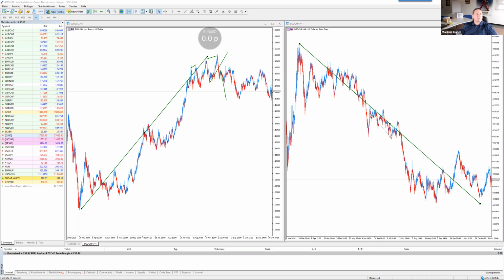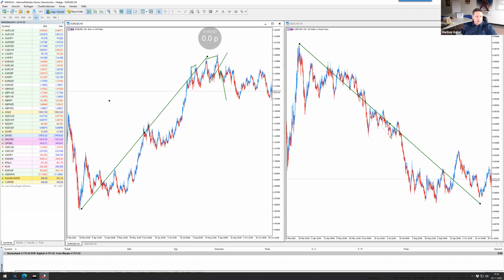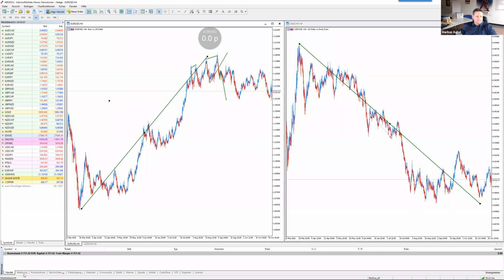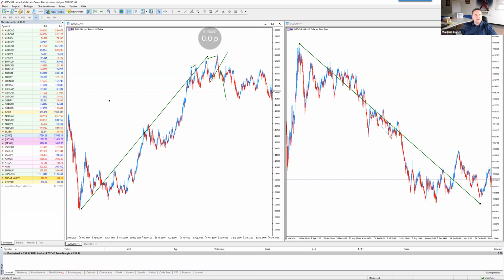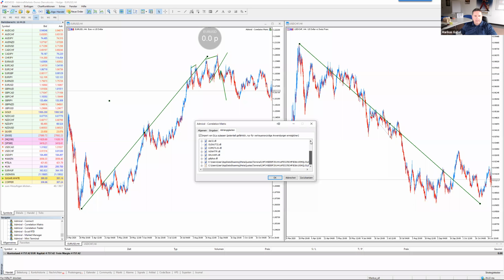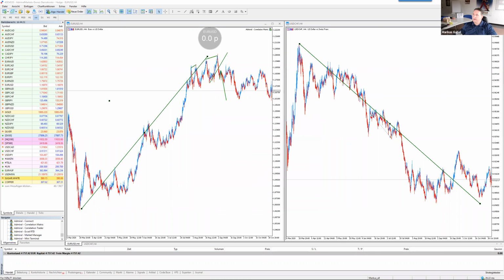Oh, where is it? Just a moment. I wanted to open the, on MetaTrader 5, you find in the bottom view, navigator, you see on the lower side, you see correlation matrix. Here we go. That's the correlation matrix, for example, and you can open it.